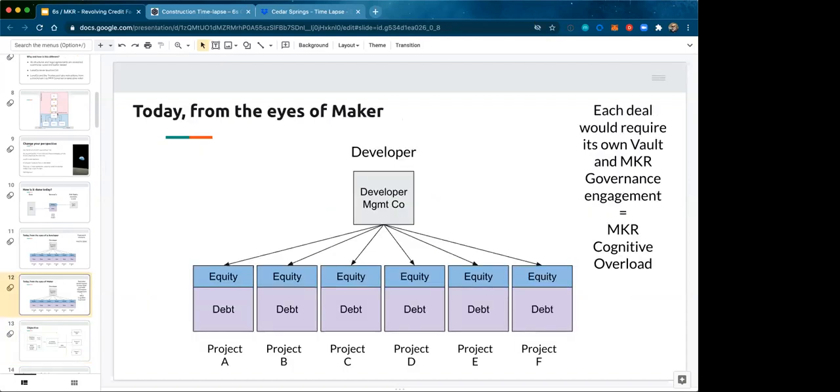From the eyes of Maker, if we were to do every one of these projects from Maker, we'd have to have a vault for each scenario, which equals, in my mind, MKR cognitive overload of how we would handle multiple quantities of vaults.